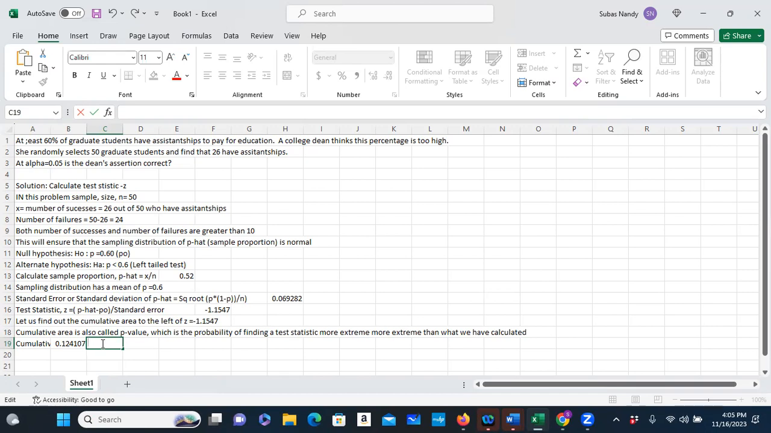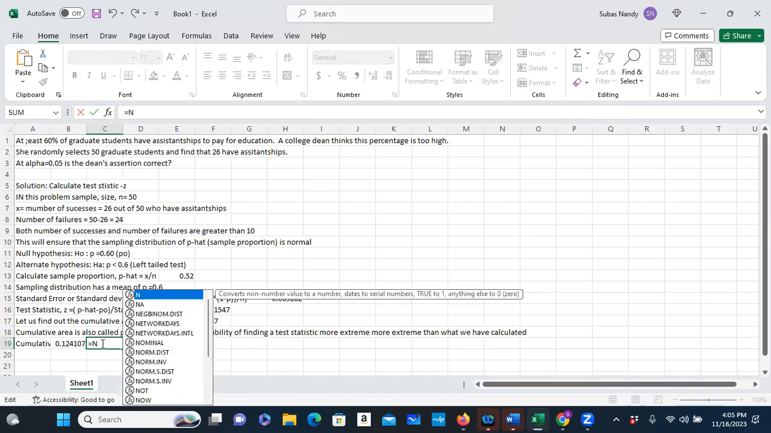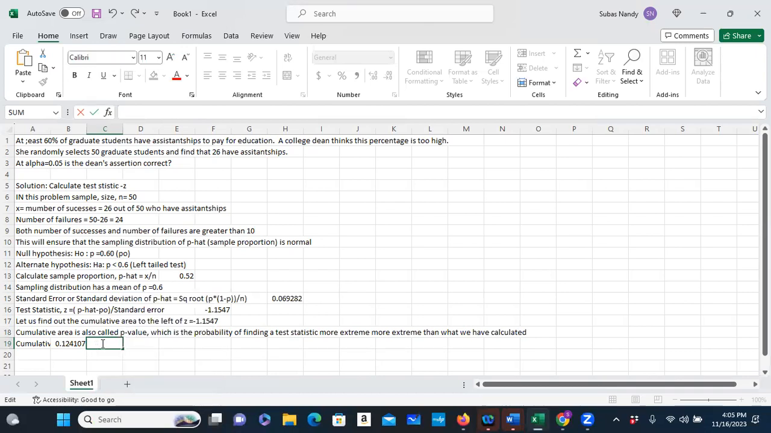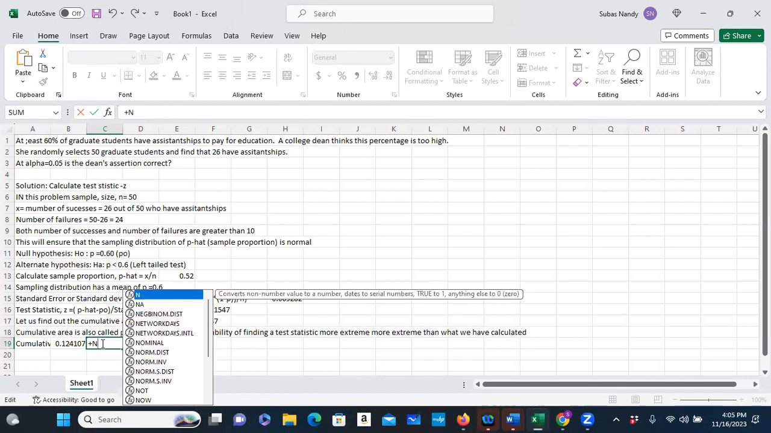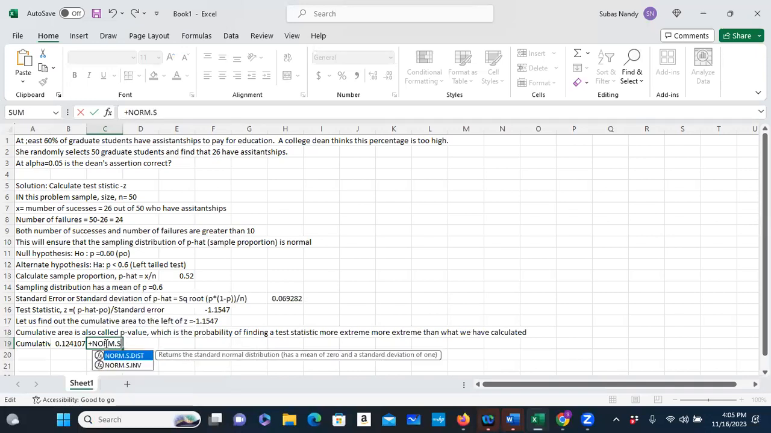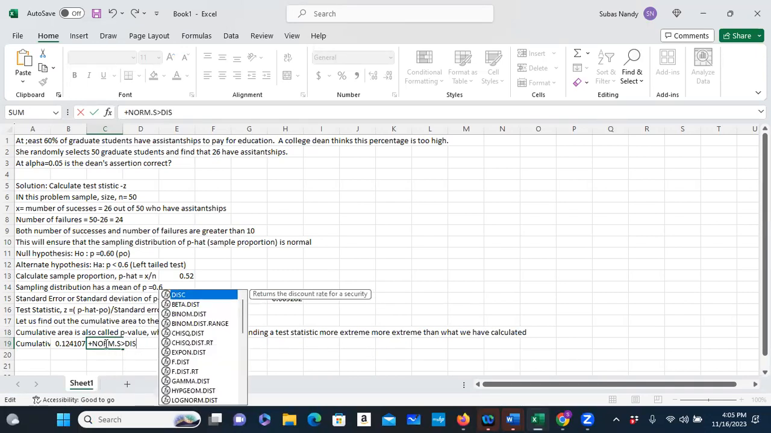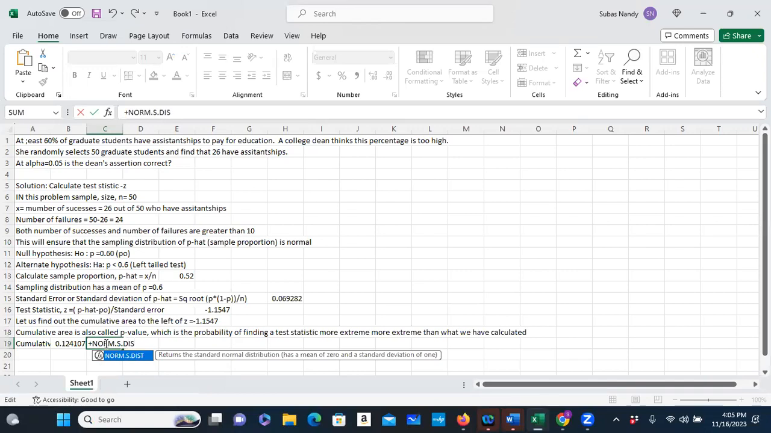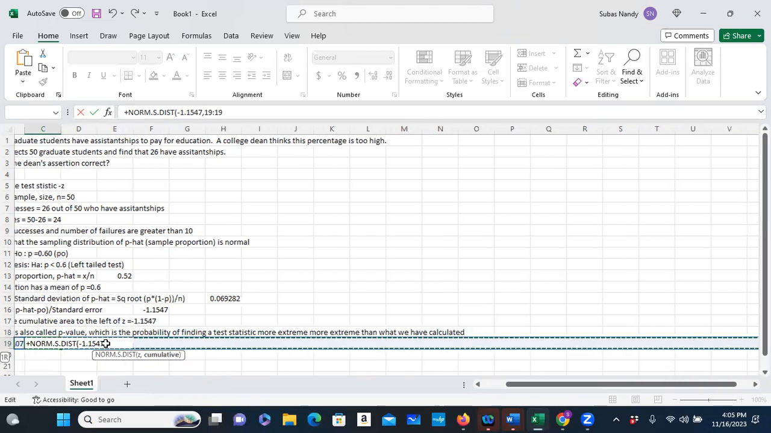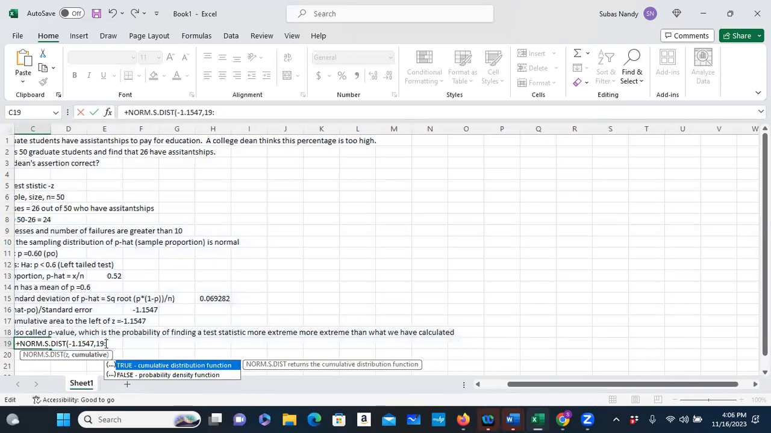So how did I do this? Equal to NORM.S.DIST, and then my z value is minus 1.1547, and then comma true. That means yes, I want the cumulative value.